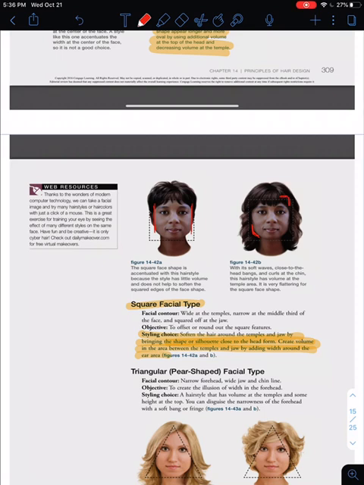For square facial type, we're just going to highlight the styling choice. Because it's a sharp square, you want to soften it by adding lots of soft round textures to it. Soften the hair around the temple and jaw by bringing the shape or silhouette close to the head form. Create volume in the area between the temples and jaw by adding width around the ear area.